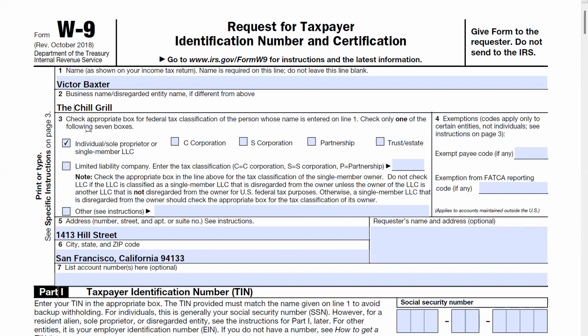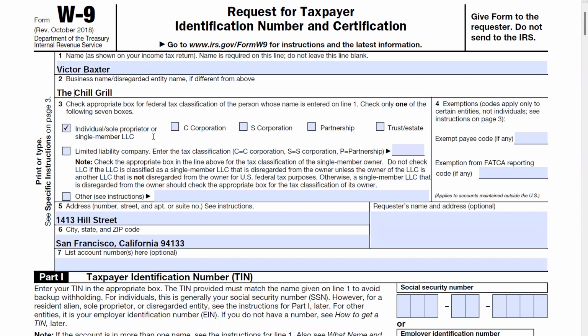Line 3, we're going to check the appropriate box for federal tax classification of the person whose name is entered on line 1. Check only one of the following 7 boxes. Remember, I said in this example, we're looking at an individual, sole proprietor, or a single member LLC. All right. In the eyes of the IRS, all 3 of those are the same thing. He's not a C corporation, so an example of that would be Walmart.